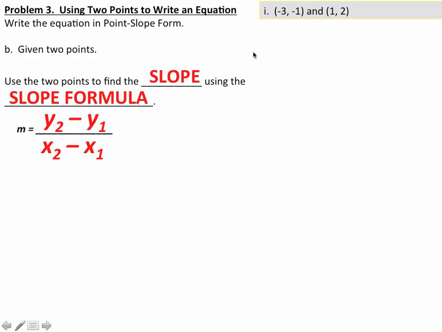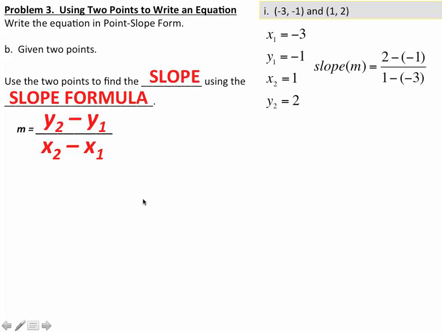All right? So again, I like to kind of list everything out to keep myself organized. There's x1. There's y1. There's x2. There's y2. Bang. And then just jam them into the formula. All right, remember, a lot of these problems you get some minus negatives, so just be careful. 2 minus -1 over 1 minus -3. Well, that would just give me 3 over 4 because minus negative turns into positive, so it's 3 over 4.